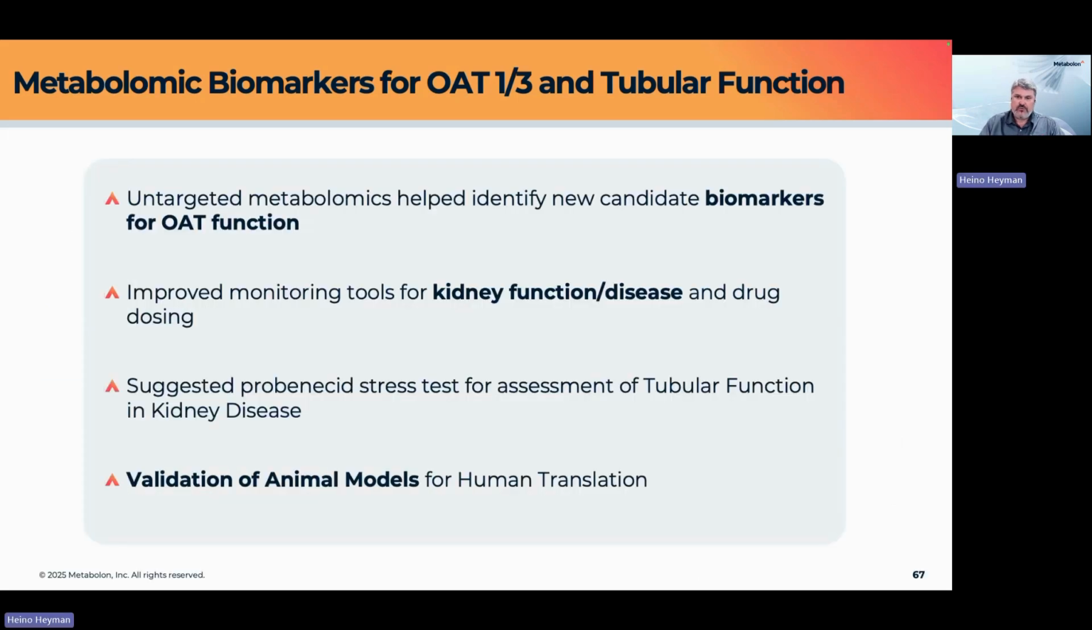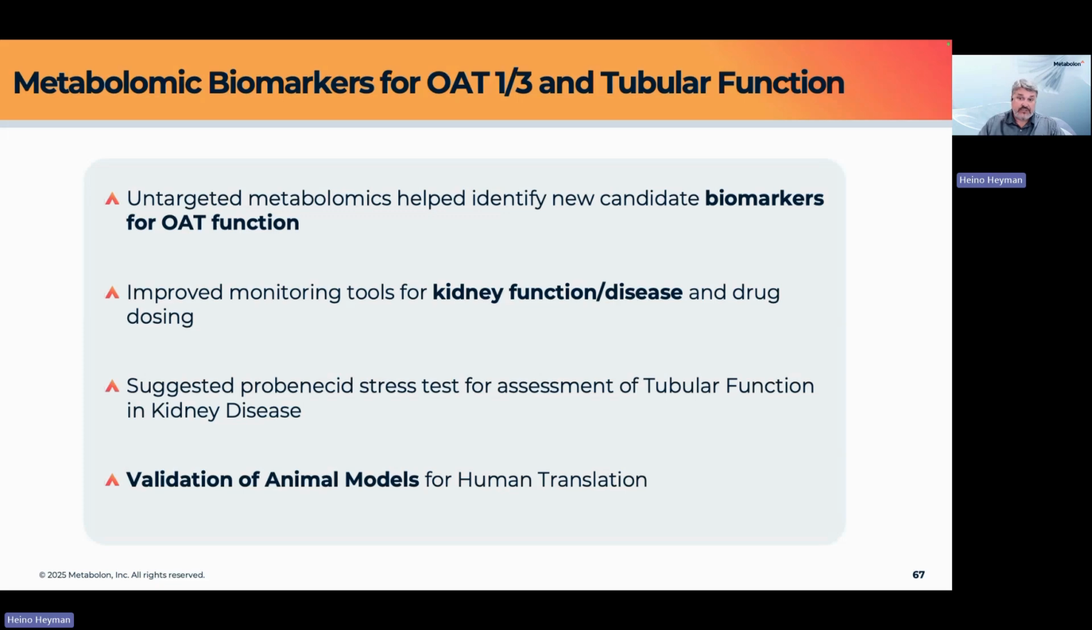All right, so to wrap up this episode, I would just like to highlight that untargeted metabolomics was able to identify new candidate biomarkers for OAT function. As well, it helped to improve the monitoring tools that are currently available for kidney function and disease, as well as drug dosing tools.